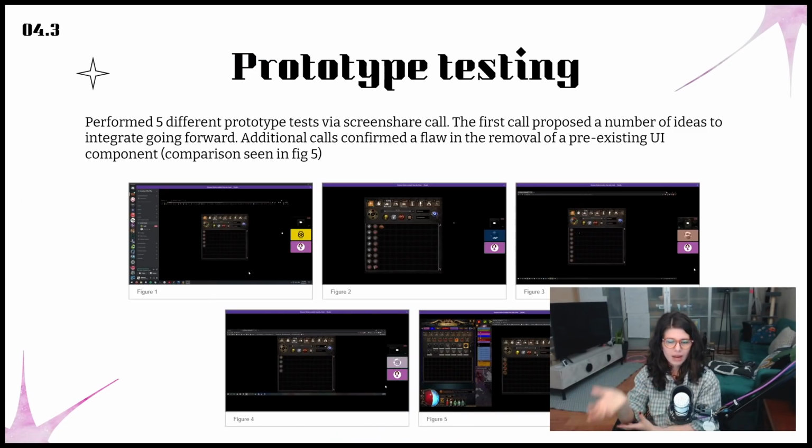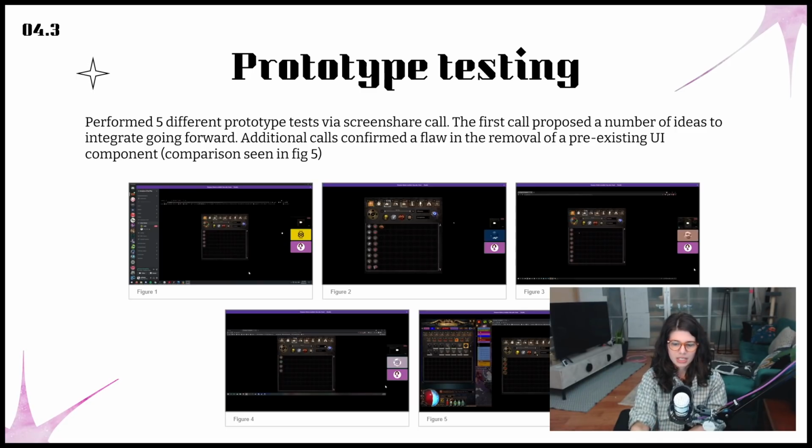So I ran some prototype testing with 5 different people who I showed. I gave them the prototype and they were able to navigate through it and understand it. And they had mostly positive feedback.